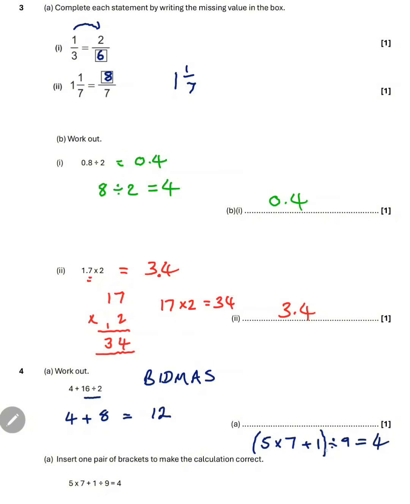Just make sure we cover all this off first. 5 times 7 is 35. Then we're going to add 1. So if we do all that bracket first, we get 36. Then we're going to divide by 9. And 36 divided by 9 is the 4 that we're looking for.